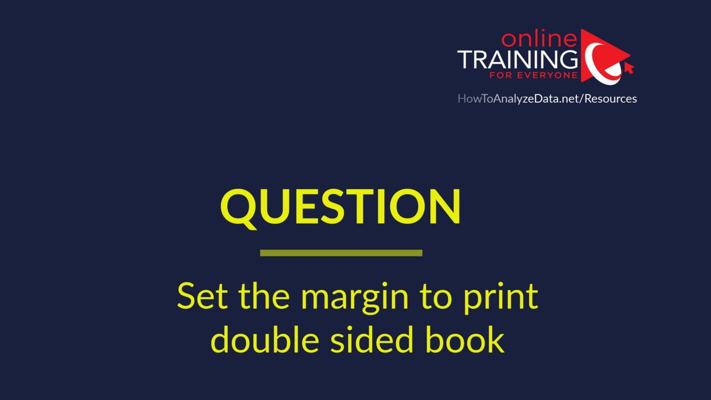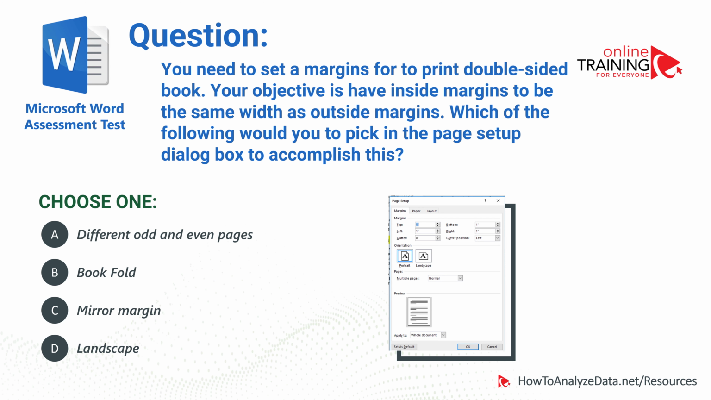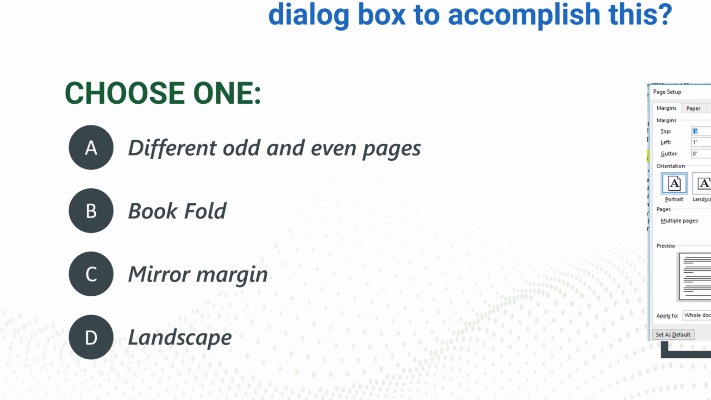And now let's look at the tricky question, which is frequently used as part of the Word assessment test. You need to set up margins for a printing double-sided book. Your objective is to have inside margins to be the same width as outside margins. Which of the following would you pick in the page setup dialog box to accomplish this? There are 4 choices presented.